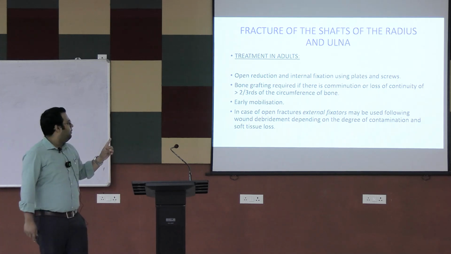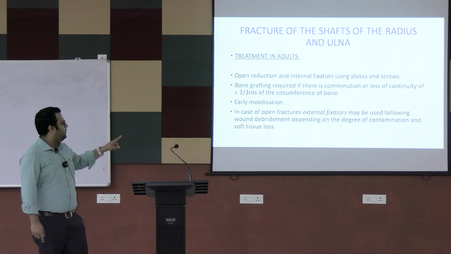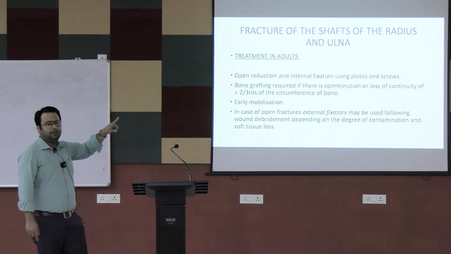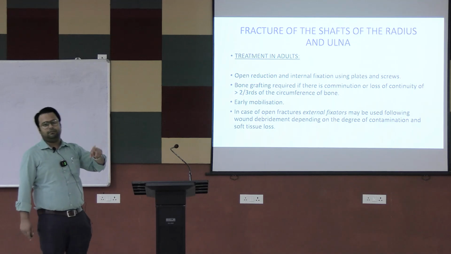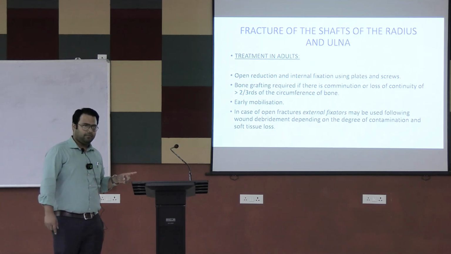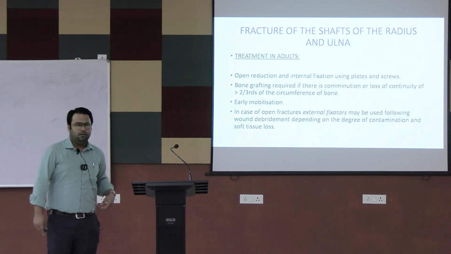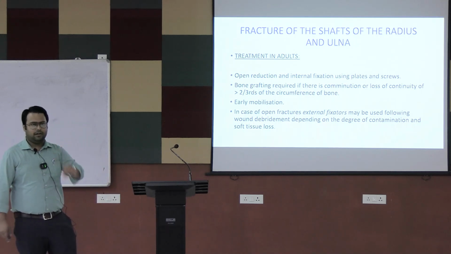Bone grafting of the fracture part is sometimes required if there is comminution, that is, a multifragmentary fracture, or there is a loss of continuity of more than 2/3 of the circumference of the bone. Another indication is a very old fracture. In these three cases we apply bone graft. Most of the time, the bone graft is taken from the iliac crest. We take a bit of cancellous bone and apply it there as a graft.